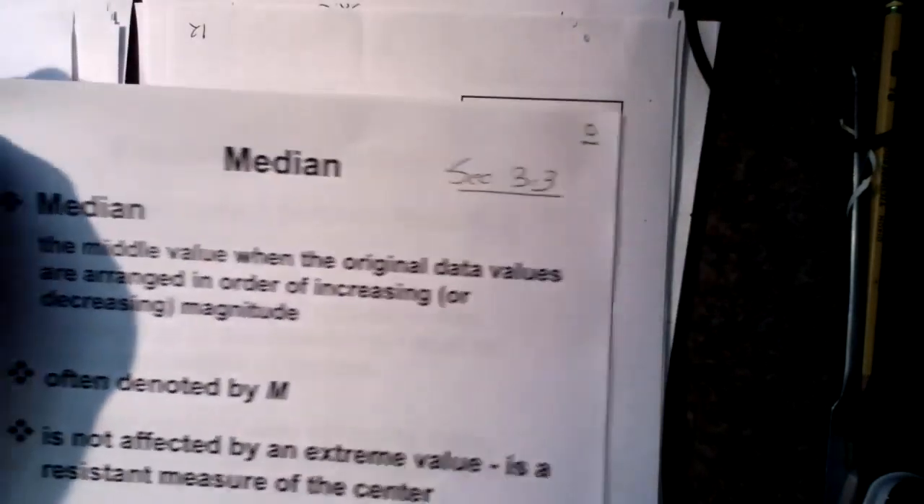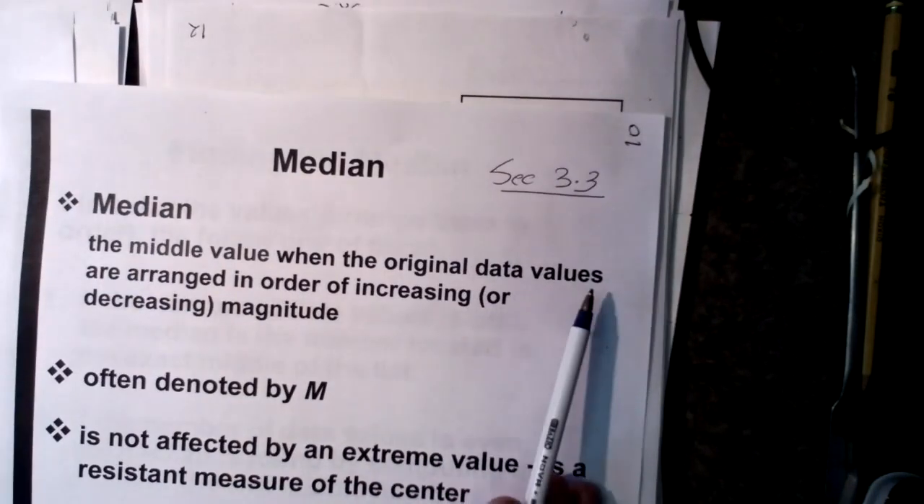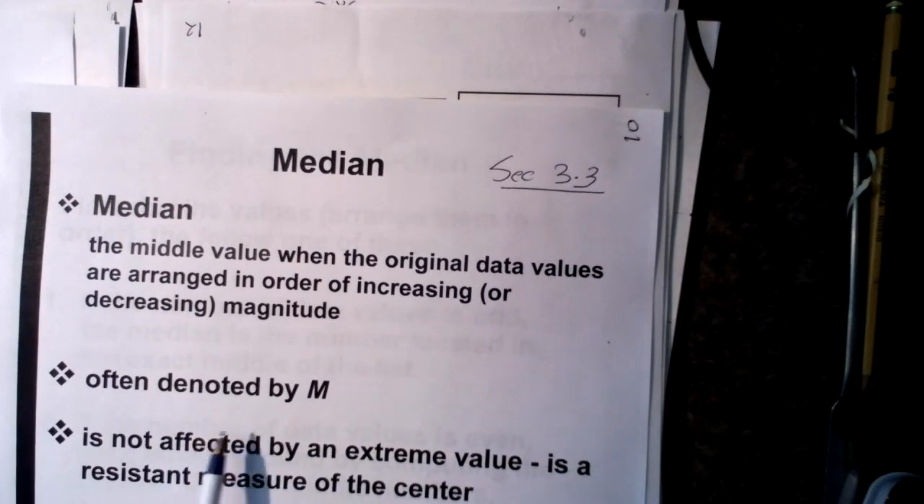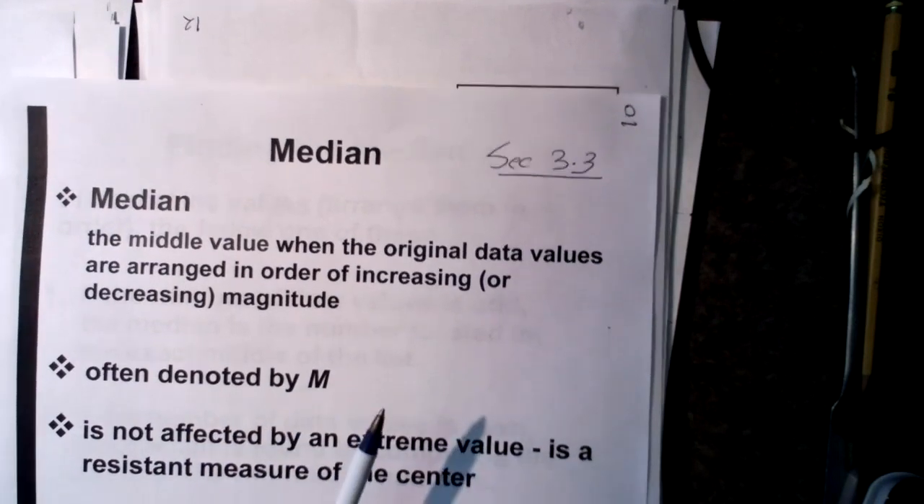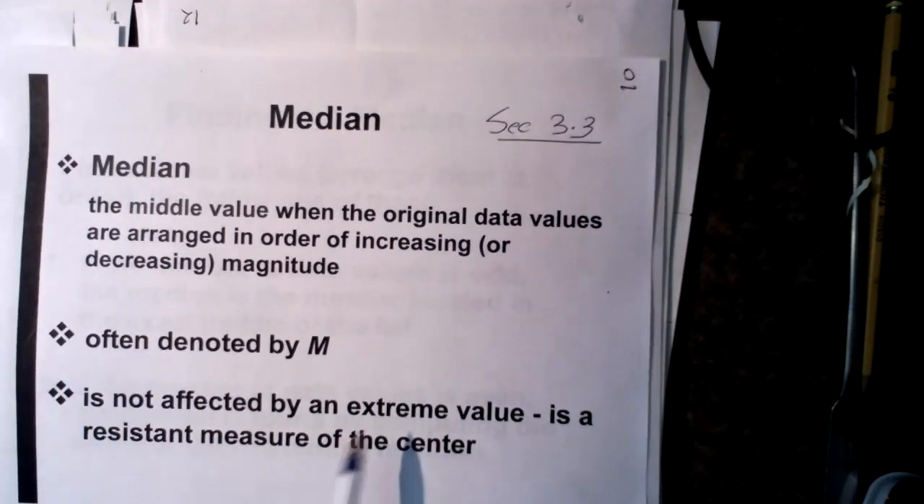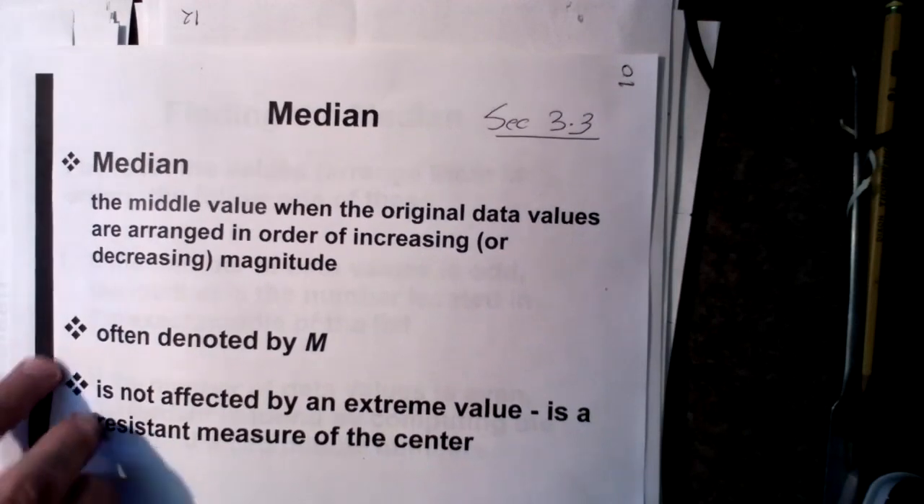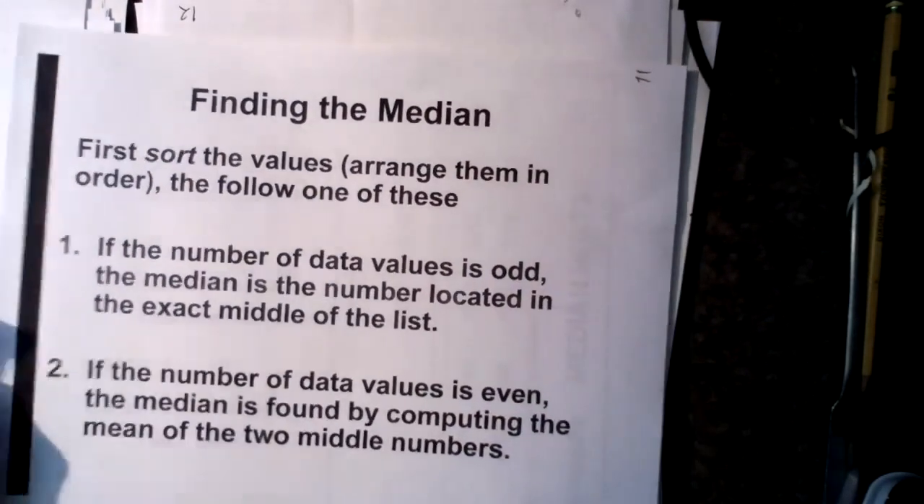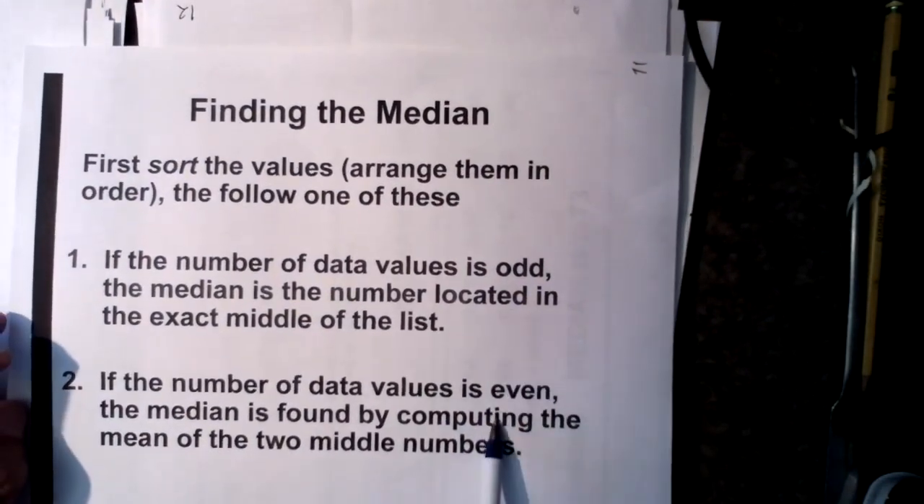The other one is the median. The median is the middle value when the original data are arranged in order, increasing or decreasing. It is often denoted by M, this is the symbol we use for the median. It is not affected by extreme values. Extreme values are outliers, so the median is a resistant measure of the center. How do I find the median? It depends on whether the number of data values is odd or even.